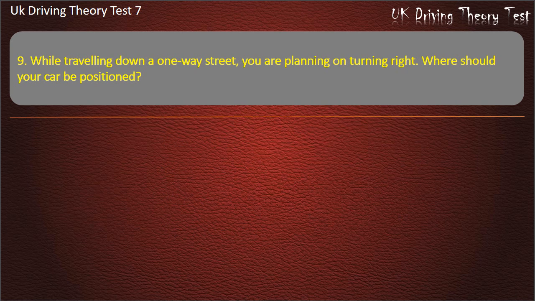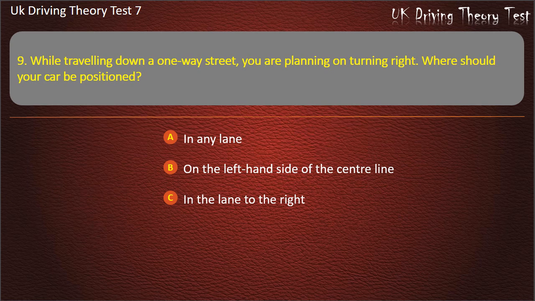Question 9. While traveling down a one-way street, you are planning on turning right. Where should your car be positioned? In any lane. On the left-hand side of the center line. In the lane to the right. In the lane to the left. Answer. In the lane to the right.